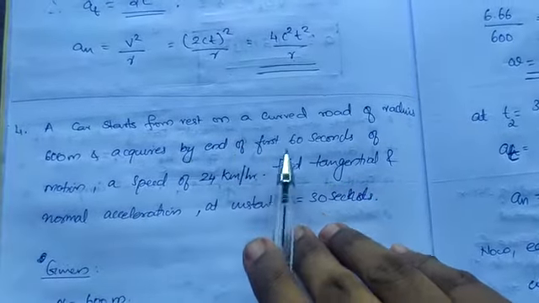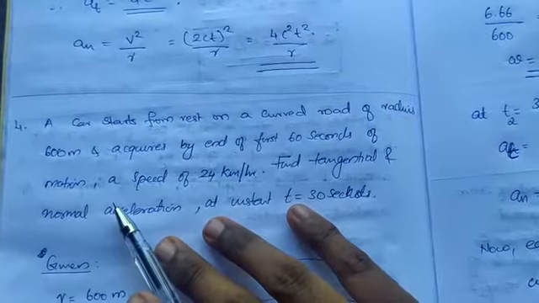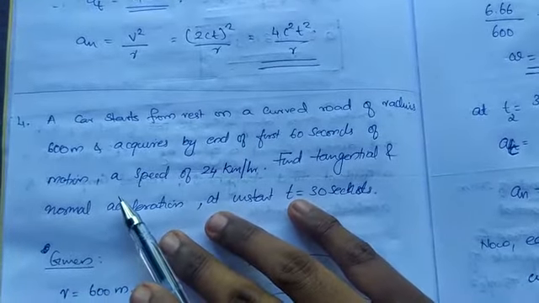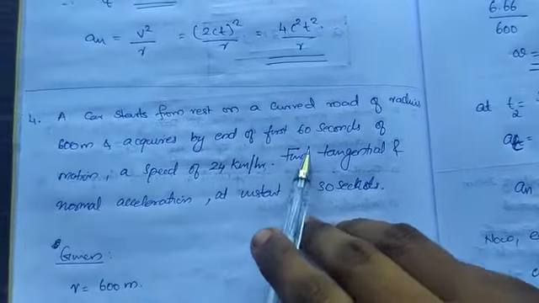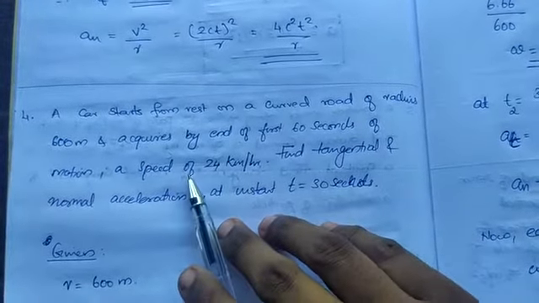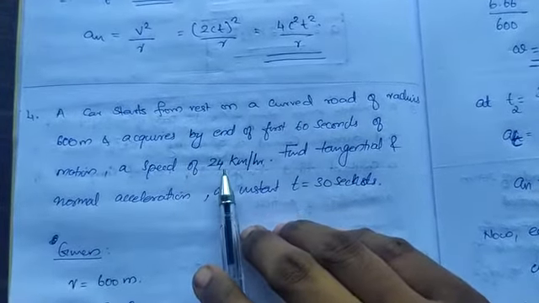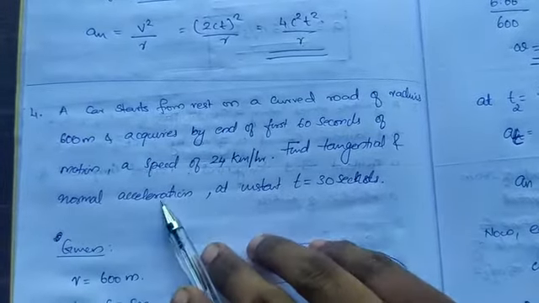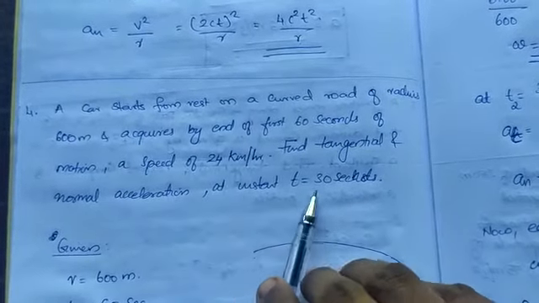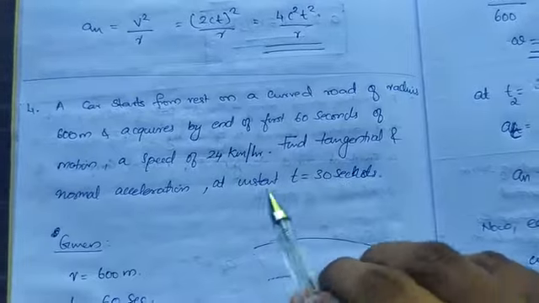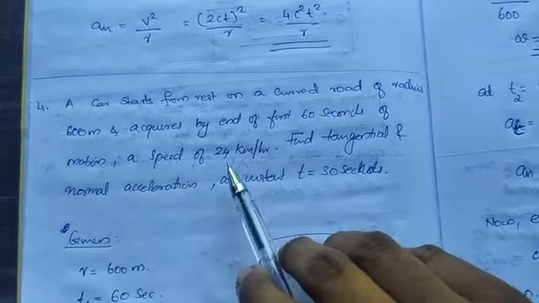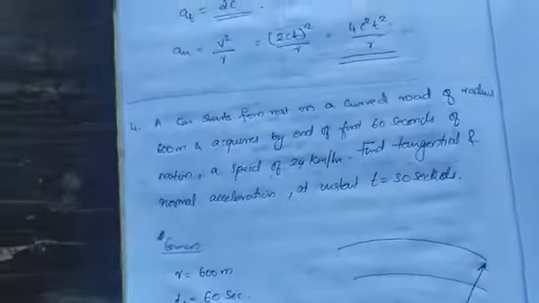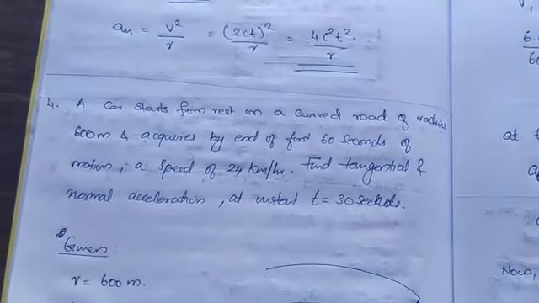Okay. Now, a car starts from rest on a curved road of radius 600 meters and acquires, by the end of the first 60 seconds of motion, a speed of 24 km per hour. So in 60 seconds it has a speed of 24 km per hour. Find the tangential and normal acceleration at the instant t equals 30 seconds. So for 30 seconds you need to find them, and for 60 seconds the data is given.